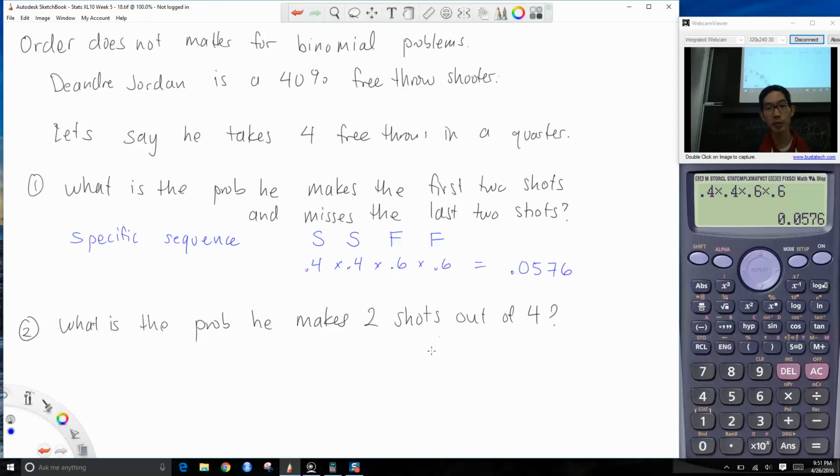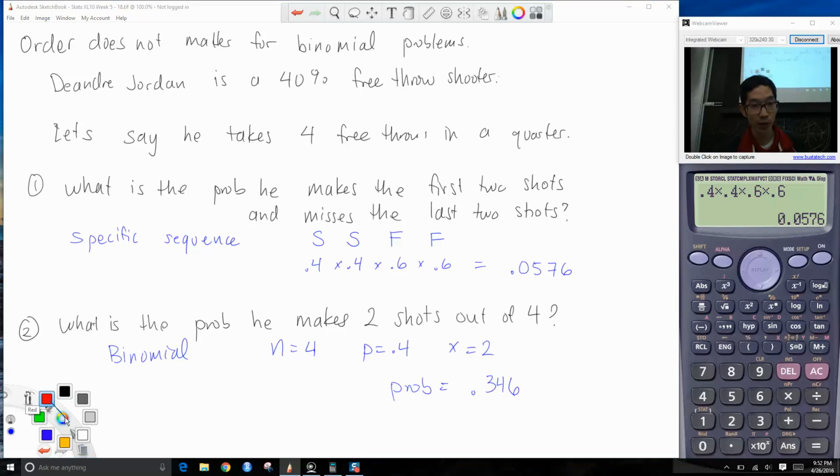Okay, what's the probability he makes 2 shots out of 4? This one is binomial, and we have n is 4, p is 0.4, and x is 2. Okay, and so what do we get when we look this up? 0.346. So the answer here, the probability, is equal to 0.346.